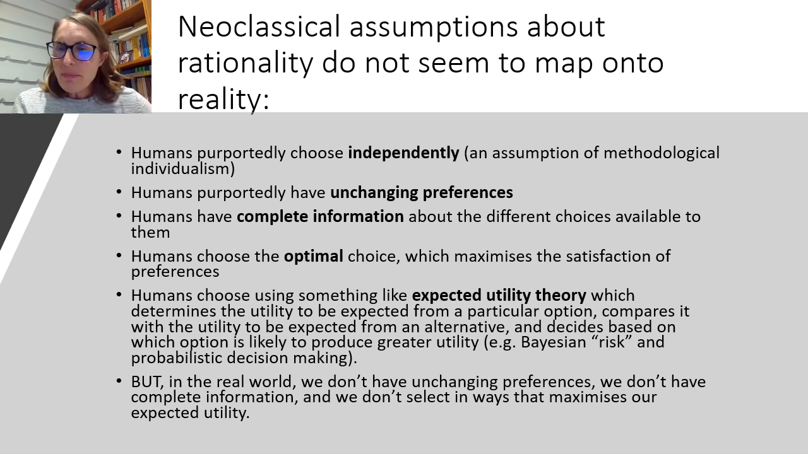So to tease out this problem a little bit more, it seems to behavioural economists that the neoclassical assumptions about rationality don't really seem to map onto reality. So neoclassical economists have assumed that humans, individuals purportedly choose independently, an assumption of methodological individualism. Humans purportedly have unchanging preferences that can be expressed in utility functions.